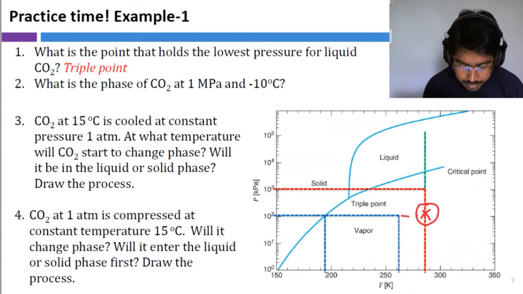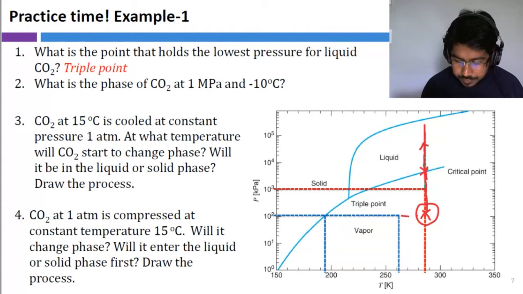So we started here, and it says we compress at a constant temperature, right? So the temperature does not change, and we keep on compressing. So like we have to go up on this line, right? So will it enter the liquid phase or solid phase first? So we cross this line, the saturated liquid vapor line, and then we enter the liquid phase, right?